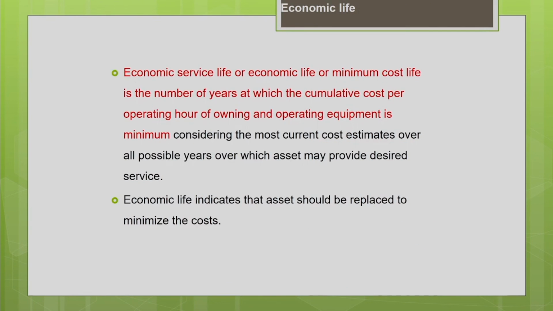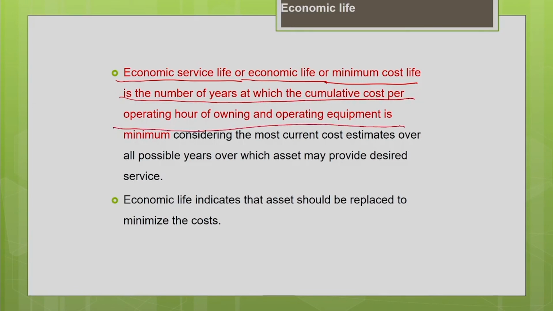There are different terminologies used for that. We can call it economic service life, economic life, or minimum cost life. This is the number of years at which the cumulative cost per operating hour of owning and operating the equipment is minimum, considering the most current cost estimates over all the possible years over which the asset may provide desired service. As I told you, you should consider all the components associated with the cost so that we can make an accurate estimation of the replacement time of the machine.